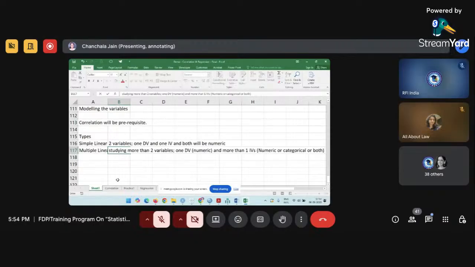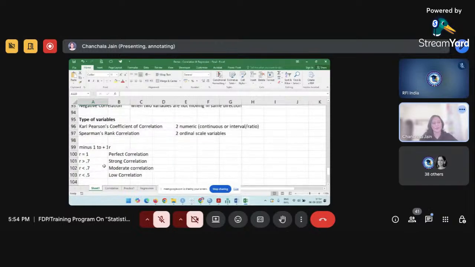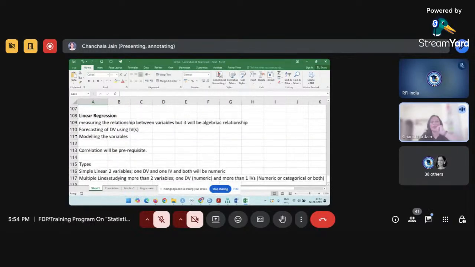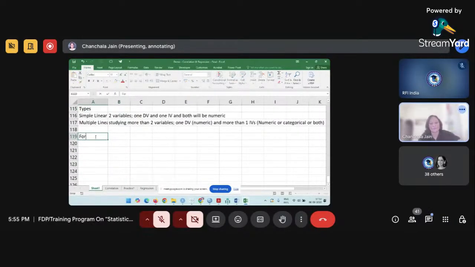Yes, ma'am. Fine. Then further, as I said, in case of linear regression, I said modeling the variables. So to model the variables, generally in regression, we are formulating an equation. That equation is nothing but a straight line equation. Anyone who can tell me the equation of a straight line? What is the equation?